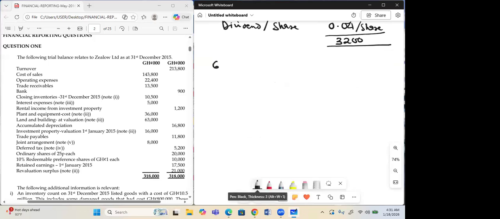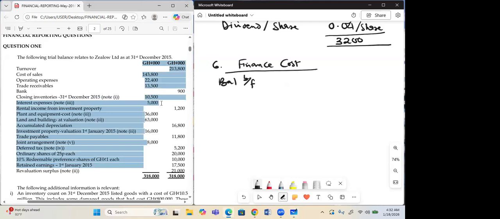So working 6. Now give me the finance cost in the question. The finance cost in the trial balance. The interest expense was 5,000. Where did you see that 5,000 from the question? In the trial balance, in the closing, interest expense, note 3. The interest expense is 5,000.